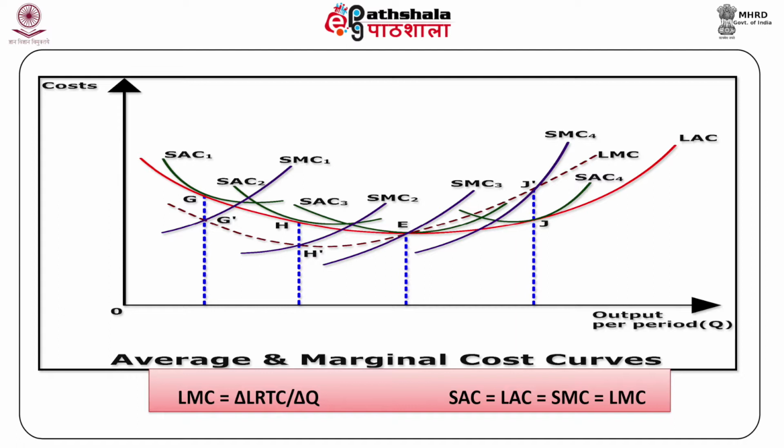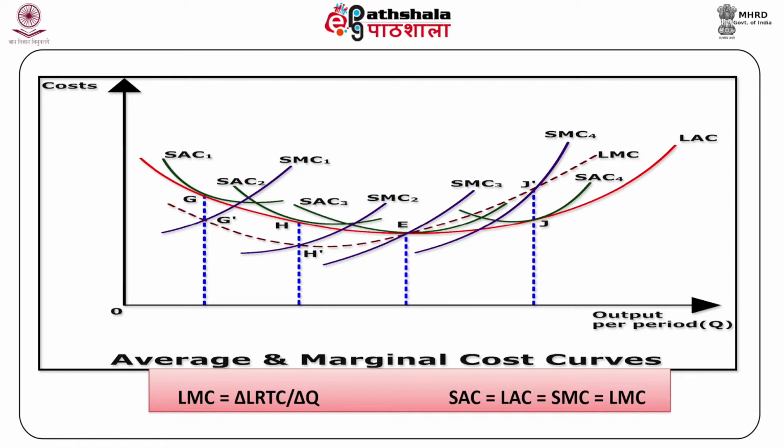In figure 5, we look at the process of deriving LMC from SMC. Figure 5 demonstrates average and marginal cost curves. The LMC curve is derived as follows. For each point of tangency between SAC and LAC, we get an output level and the SMC for that level of output gives a point on the LMC. We get the LMC by joining all such points as shown in figure 5.